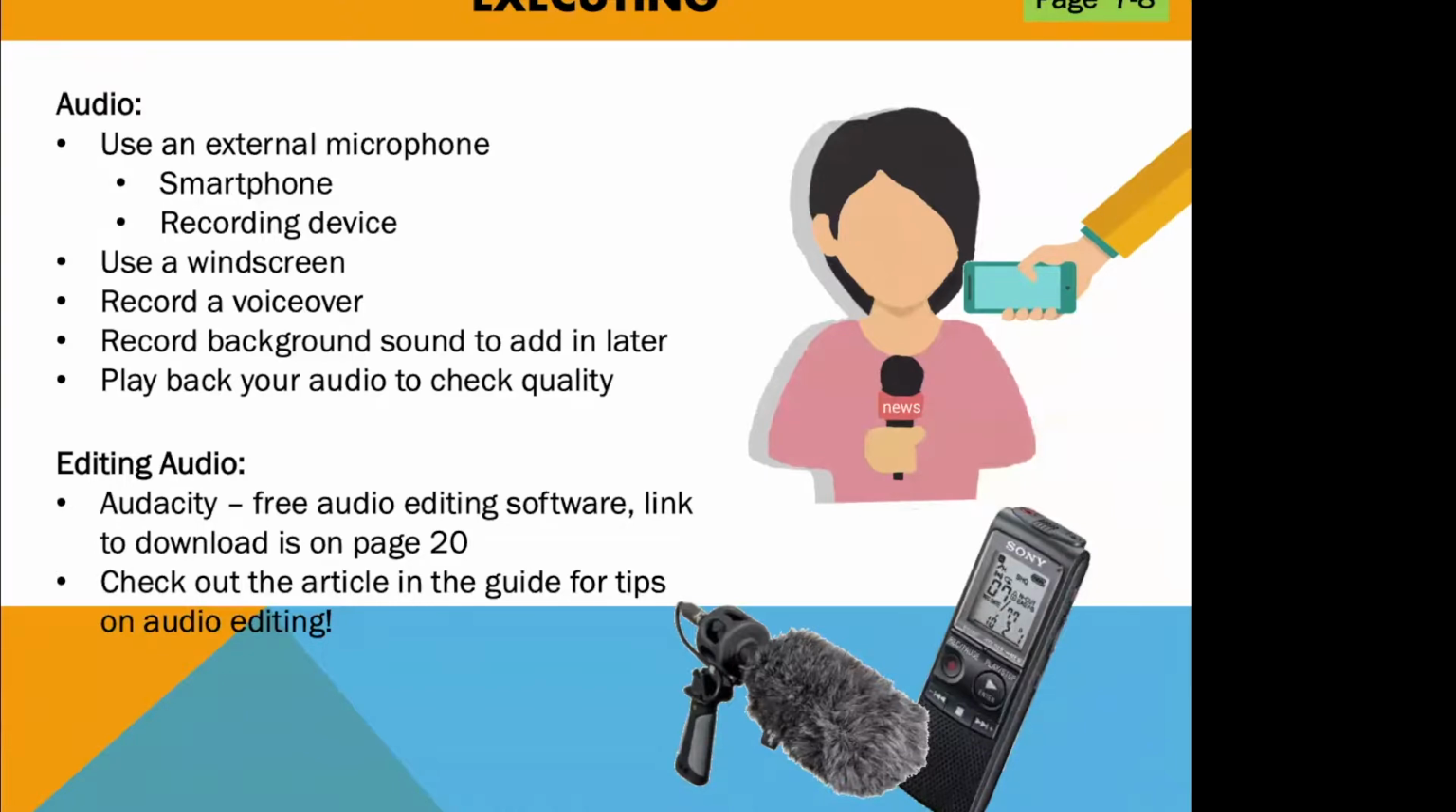Another recommendation we have is to use a windscreen to cover your microphone. Now, windscreens are basically microphone covers made of fake fur or foam, and they help minimize the background noise of wind. You can easily make one yourself, and we provided some videos and articles in the updated guide on creating your own windscreens, and also we added some videos on using external microphones.